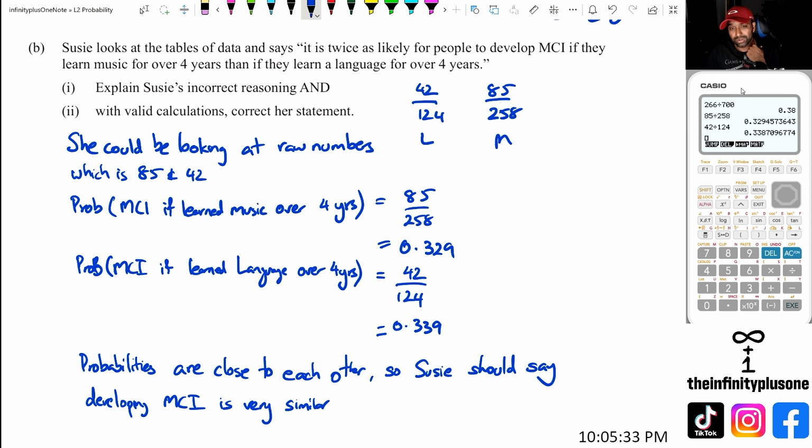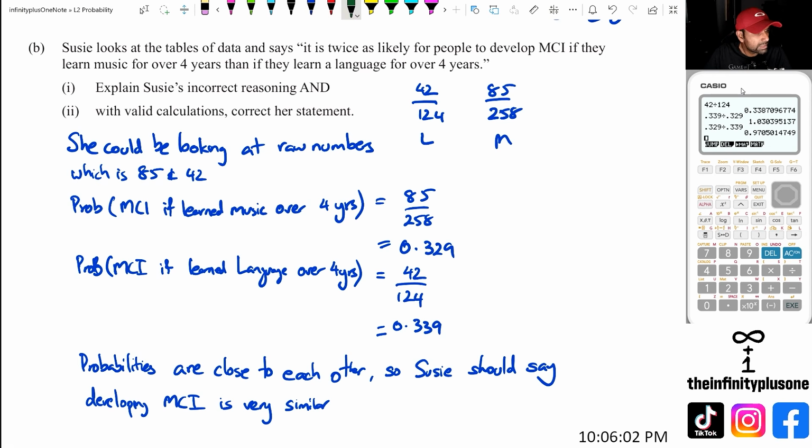You could also calculate the relative risk. Again, if you calculate the relative risk, I think it's going to be very close to 1. Because if I do 0.339 over 0.329, 1.03, and if I do it the other way, 0.97. So you can kind of say that they're very similar to each other. And that's why she's wrong, because she's actually saying it's twice as likely.